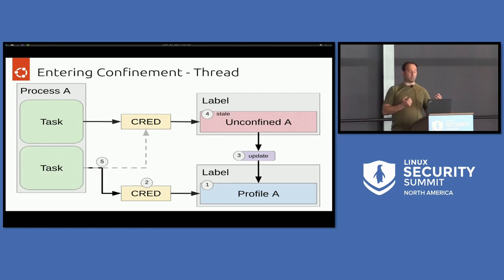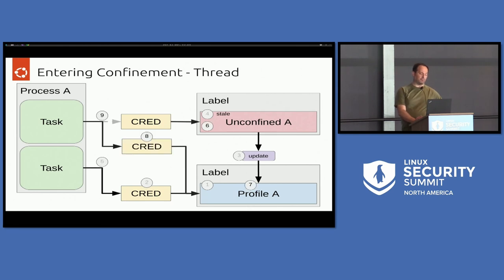When we have a threaded environment, we already have that cred. We have things tracked already. It's basically the same thing, except the other task doesn't get updated right away. So when you enter confinement, one task enters confinement. The other task doesn't enter the new confinement for the application profile until it enters the LSM hook. We have an update, we check, see that the profile has been made stale, and then it will update itself. It enters its critical section, grabs the new label, and updates itself. So the creds of individual threads get updated asynchronously.